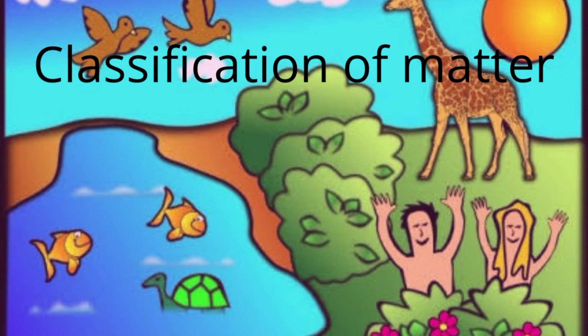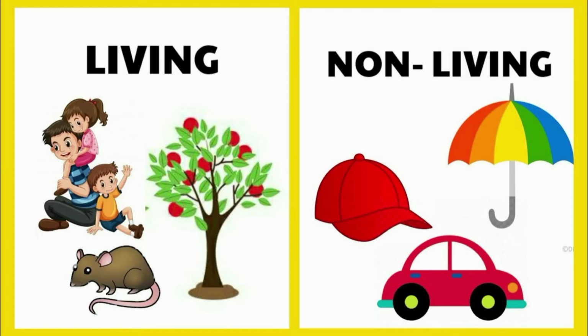This brings us to classification of matter. Matter generally can be classified into living and non-living things. And as we all know, living things are what? They are those things that have life in them. And non-living things are those things that do not have life in them.